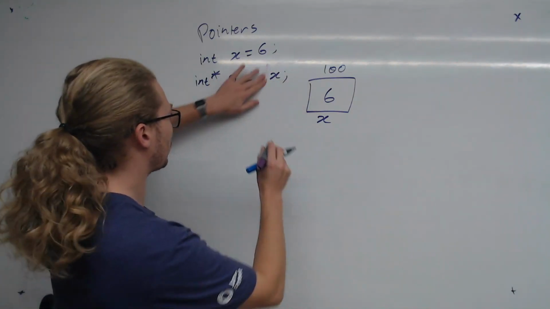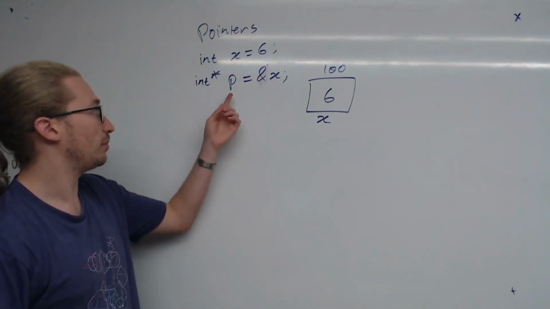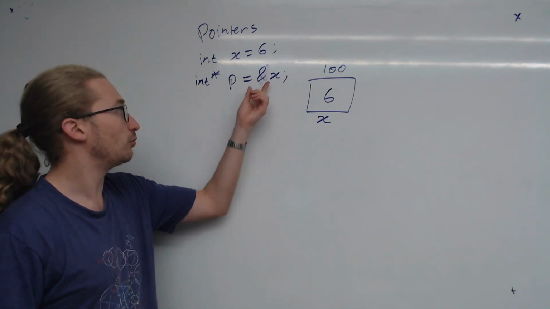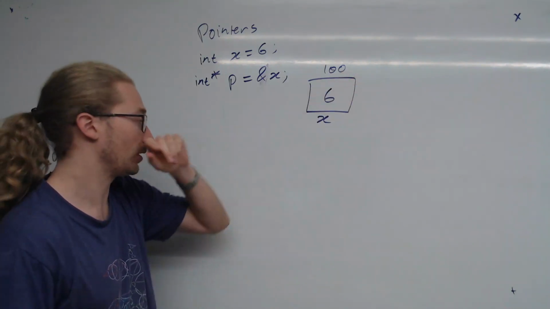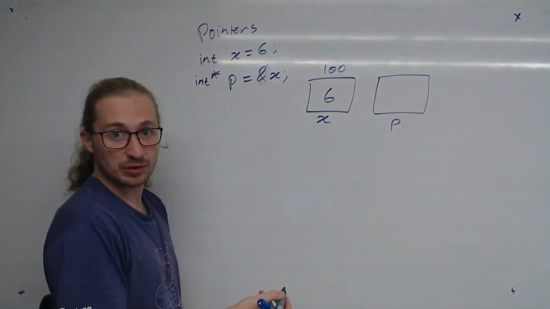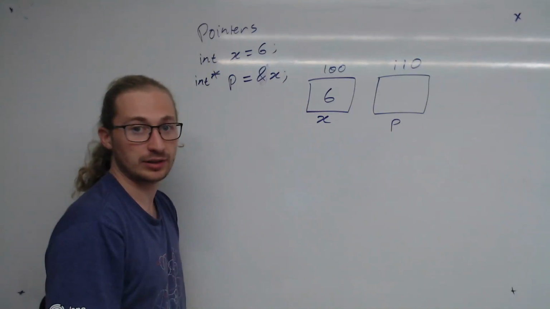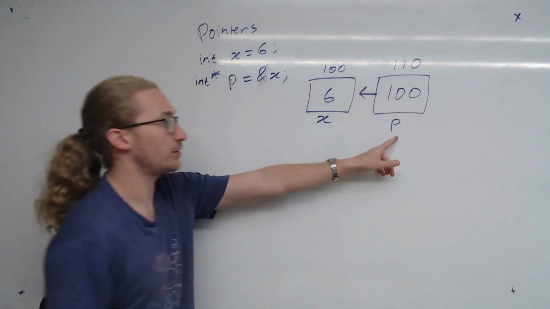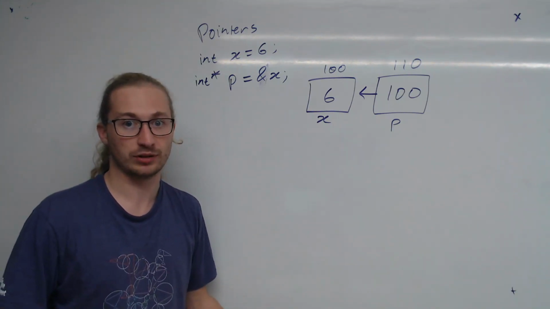We have this special symbol, the ampersand, which is called the address operator. So that means p takes on not x, so we don't put 6 into p, we put where x lives into p. In this case, the value of 100. So this basically declares another box. Its name is p. It lives who knows where. Let's say for the sake of example, it lives at memory address 110, and the value of p is 100. That is, p tells me where x lives, or p points to x. So that's what a pointer is.